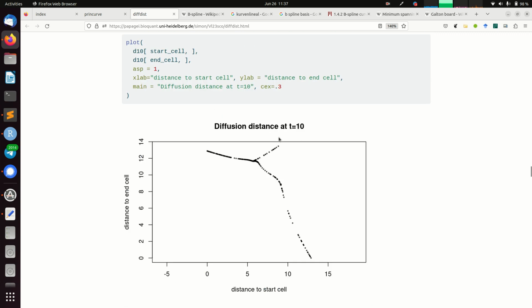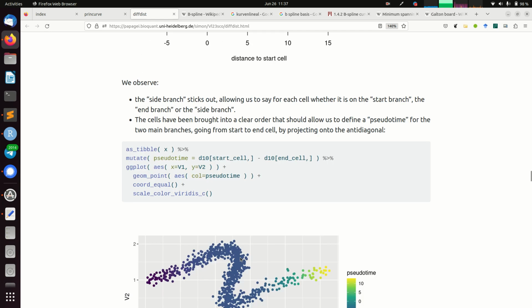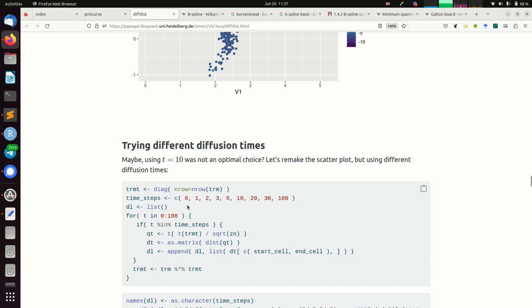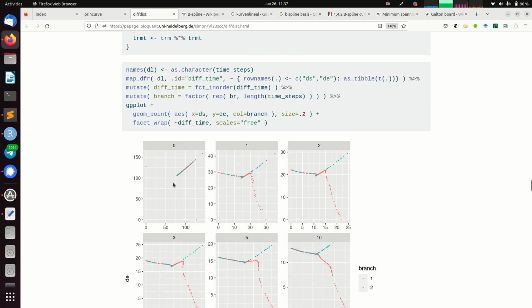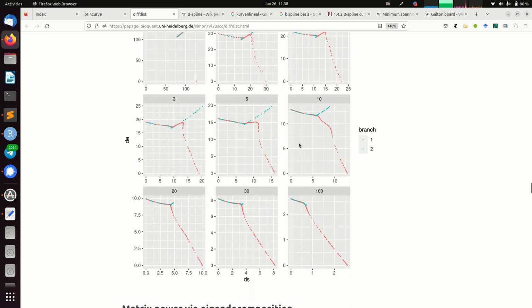Now this plot here shows me how well I can see these branches. Here you see at diffusion time 10, it was quite a good choice in order to see these branches well and clearly say, okay, these are on the main branch and this is the side branch. But we can quickly calculate this also for different diffusion times. So I run this here for only 1 time step, 2 time steps, 3, 5, and 10. And you see from 5 onwards it becomes useful.